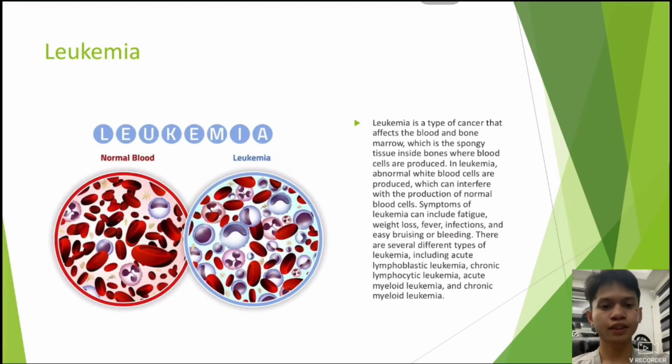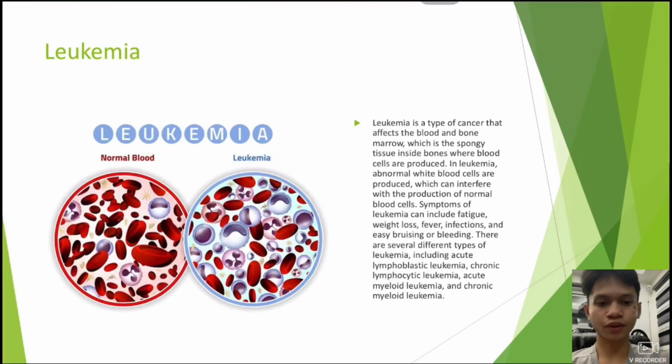Leukemia. It is a type of cancer that affects the blood and bone marrow, which is the spongy tissue inside the bones where blood cells are produced. In leukemia, abnormal white blood cells are produced, which can interfere with the production of normal blood cells. And the symptoms of leukemia can include fatigue, weight loss, fever, infections, and easy bruising or bleeding.